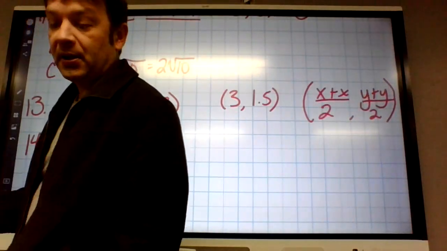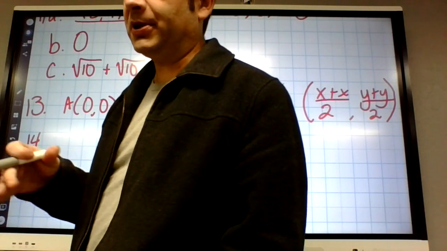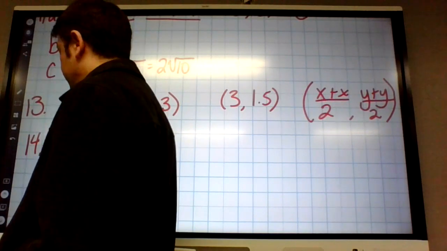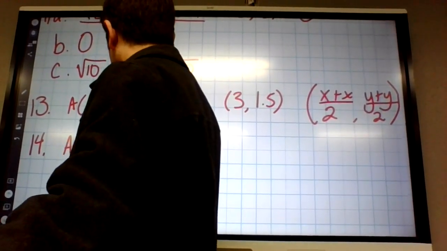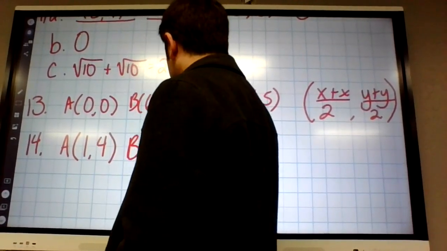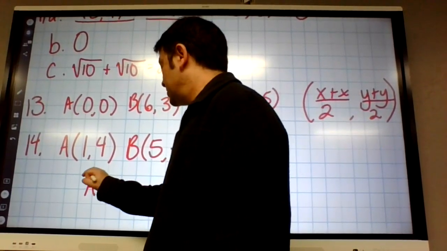Okay, so on 14, here's what they wanted us to do. They wanted us to find the vector from A to B. So A is at 1, 4, and B is at 5, negative 4. So what is vector AB?